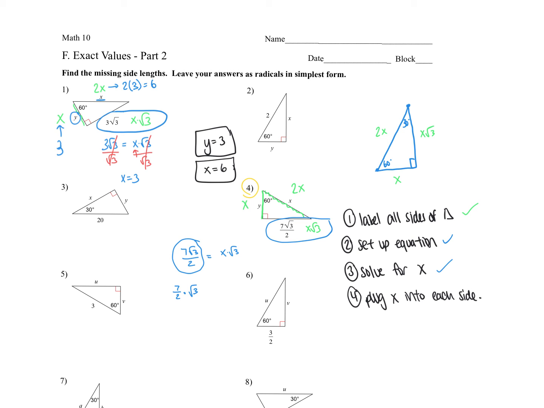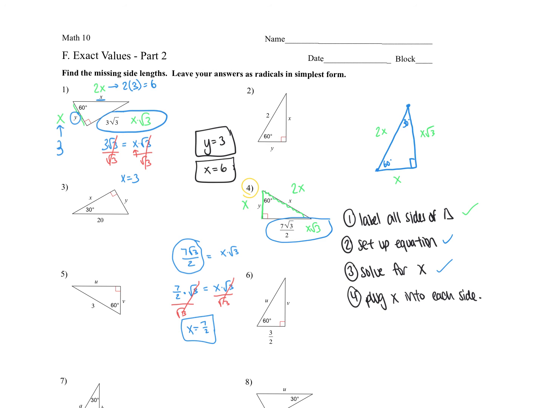It might be best to write it as 7/2 times the square root of 3 equals x times the square root of 3. So now to solve for x, I'm going to divide by the square root of 3 and divide by the square root of 3. And look, this one also cancels. It's easier to see the way we rewrote it, okay? So now we know that x equals 7/2, okay?